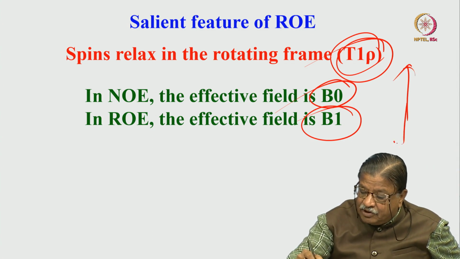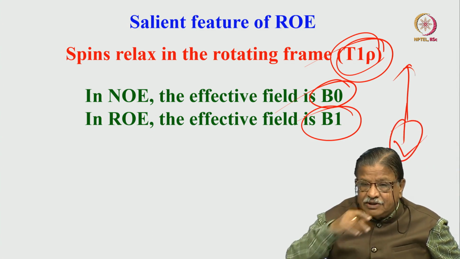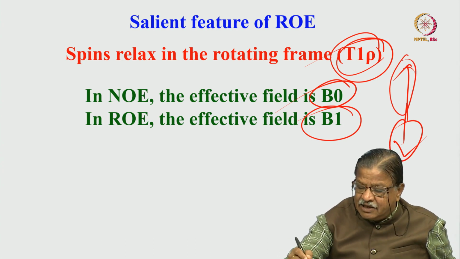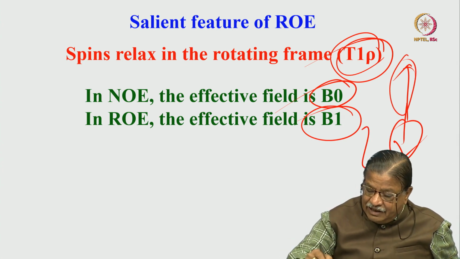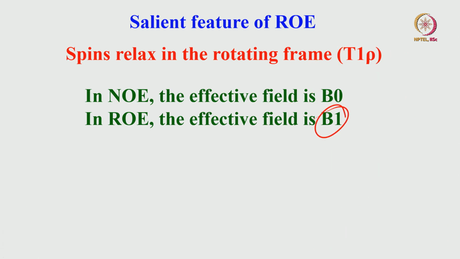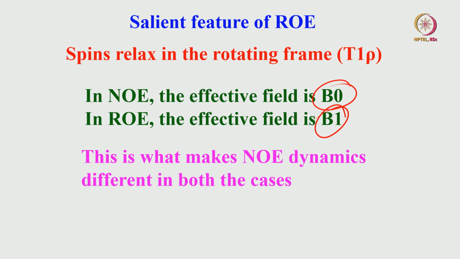In NOE, the inverted spin is along the negative z axis, and the other spin is along the z axis. But in the ROE, it is like this: one is along the x axis, y axis, and the other is along minus y axis. That is the rotating frame. In the rotating frame, the magnetic field is B1, the RF field which you apply. Whereas in NOE, the magnetic field is the static magnetic field, which is huge, very large. This is what makes the NOE dynamics completely different in both the cases, because the magnetic fields are different.